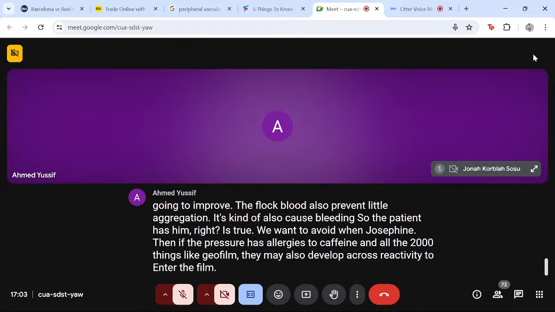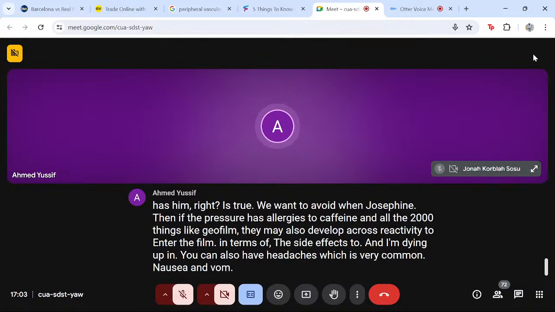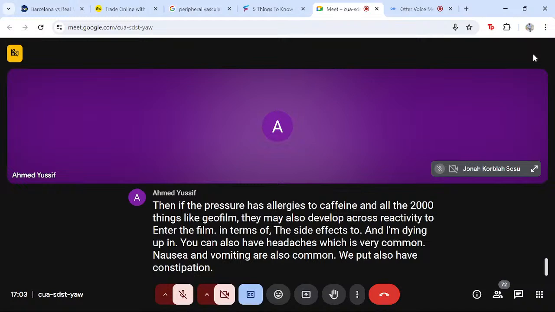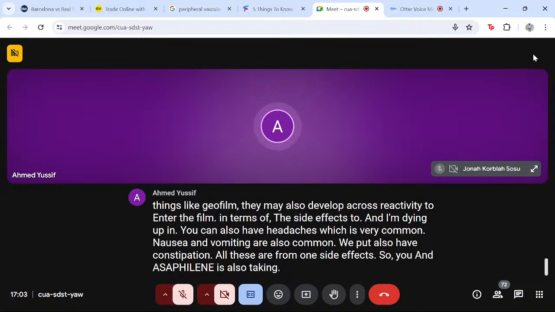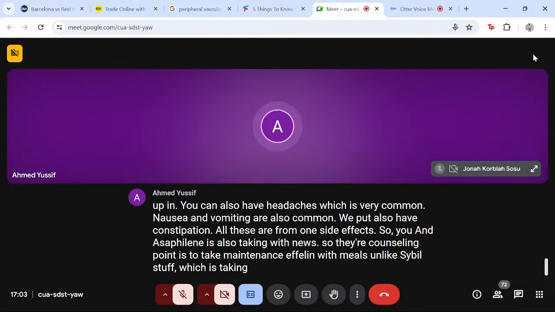And in terms of the side effects too, you can have angina pain. You can also have headaches, which is very common. Nausea and vomiting are also common. You could also have constipation. All these are common side effects, so look out for them. And pentoxifylline is also taken with meals. So the counseling point is to take pentoxifylline with meals, unlike cilostazol, which is taken 30 minutes before or 2 hours after meals.